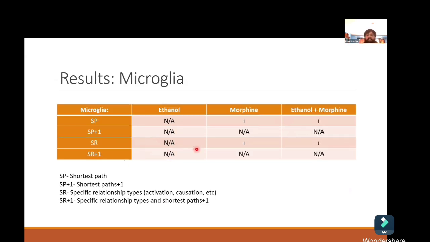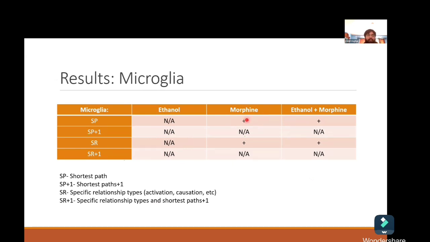And I just went ahead and did the same analysis for the other neuronal structures I was looking at. I'm just going to summarize those results right now. So for microglia, which are the resident macrophages within the CNS, we found that ethanol produced no findings. Morphine had a sort of mixed result.